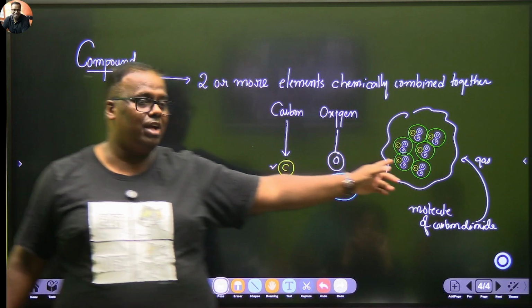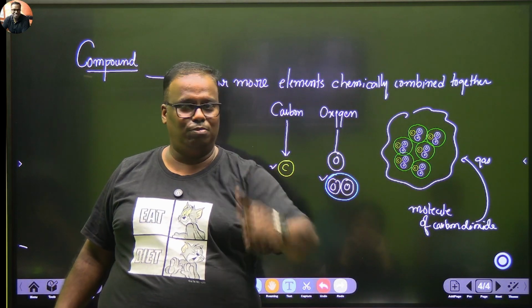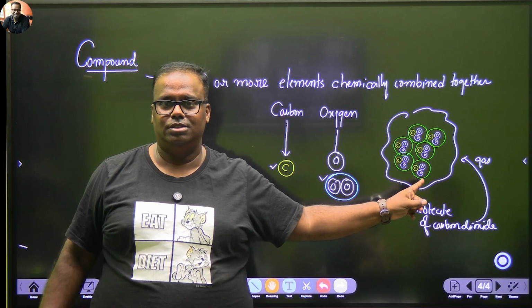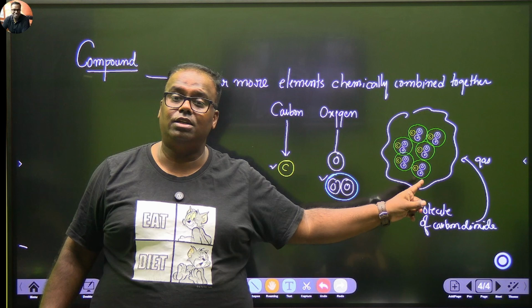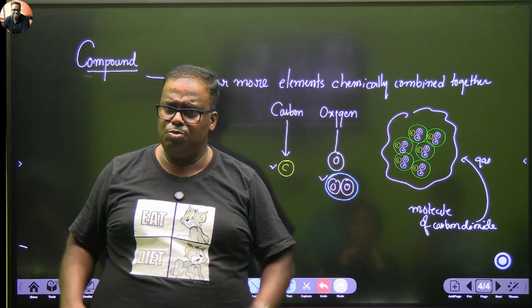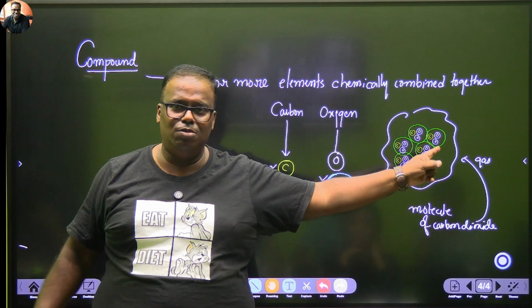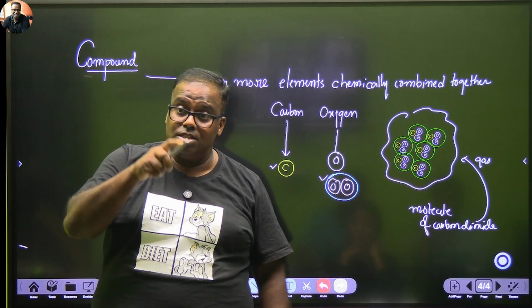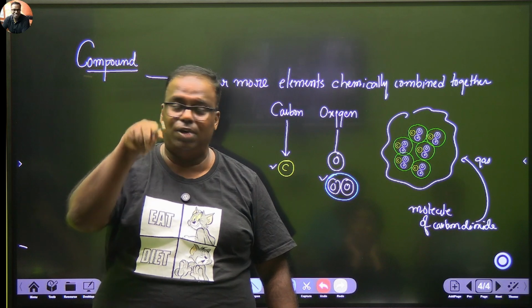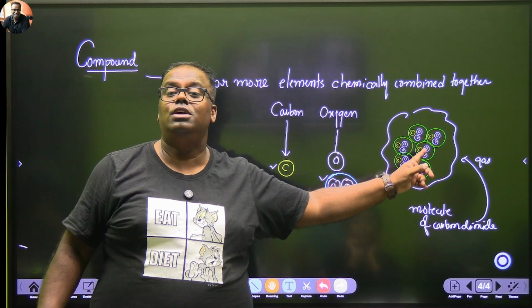Now ask yourself a question. Is carbon dioxide comprised of one type of particle? Yes. What is that particle? Green color. What is that particle? Molecule. But what is the difference between the molecule of oxygen and the molecule of carbon dioxide? Inside the molecule of oxygen, very good, I had one type of atom. Here I have two types.